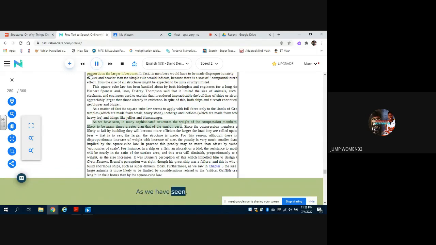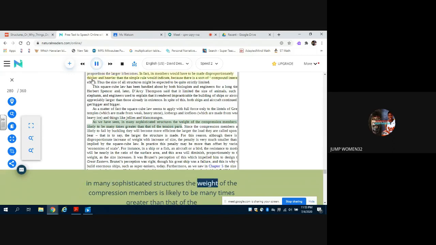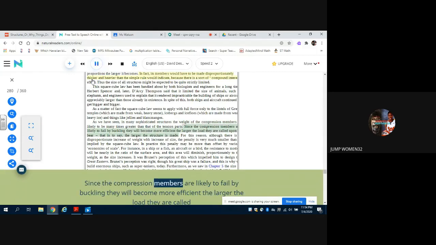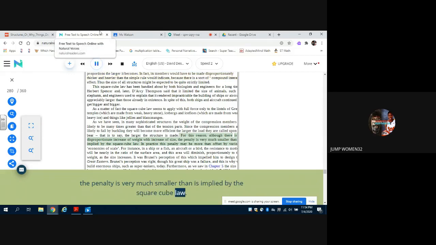As we have seen, in many sophisticated structures the weight of the compression members is likely to be many times greater than that of the tension parts. Since the compression members are likely to fail by buckling, they will become more efficient the larger the load they are called upon to bear, that is to say, the larger the structure is made. For this reason, although there is a disproportionate increase of weight with increase of size, the penalty is very much smaller than is implied by the square-cube law. In practice, this penalty may be more than offset by various economies of scale.